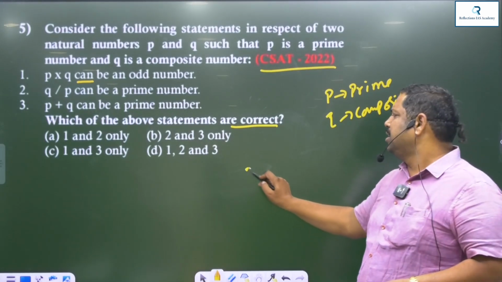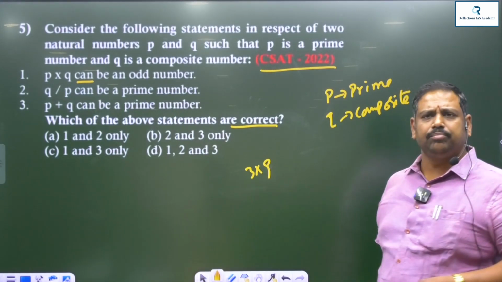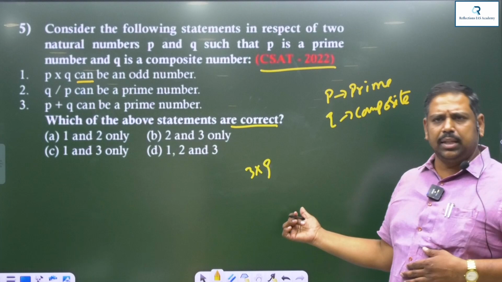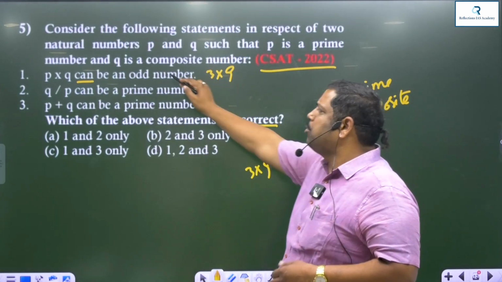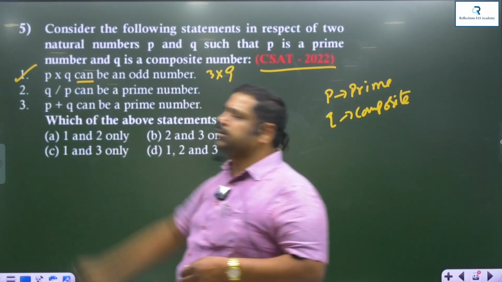Yeah, very simple here. 3 into 9 I will take. One is prime, other is composite. But the product is odd number. So now tell me, is it a possibility or not? Yes.